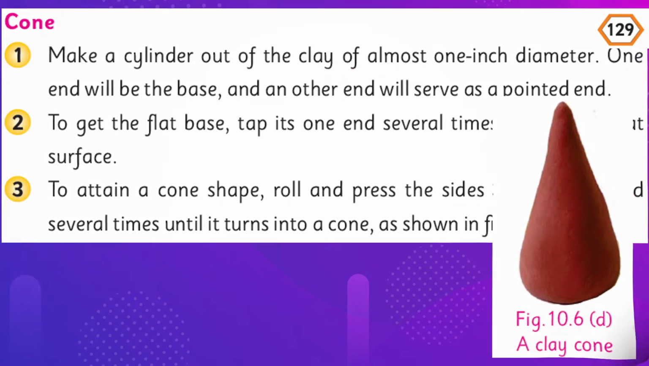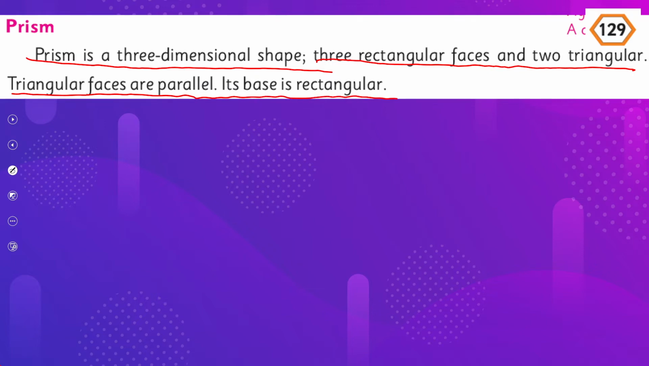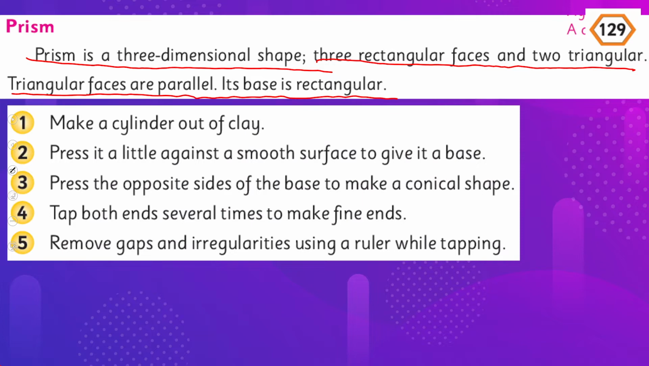I hope everybody has done it. Now let's quickly move forward towards the next shape, that is a prism. So how we can make a prism, how we can design it. Prism is a three-dimensional shape. 3 rectangular faces and 2 triangular faces are parallel. Its base is rectangular. So my dear students, prism is a mixture of 2 shapes, that is rectangle and triangle.